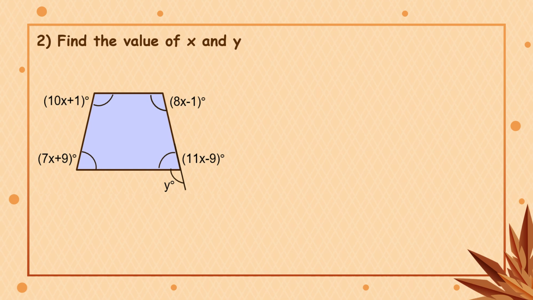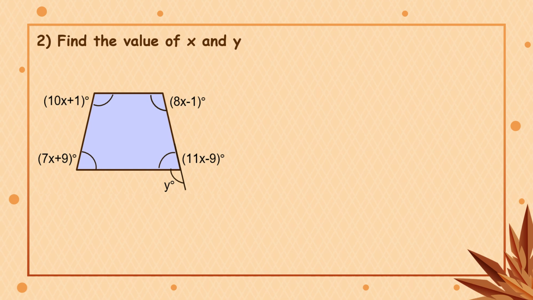Let's go to the second question. Now, look here. What does the second question say? Find the value of x and y. Now, they have given us a quadrilateral, okay, and they have given us four angles. Now, those four angles are unknown to us.